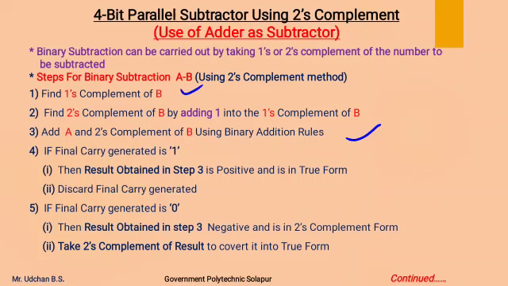After that we check for carry. If the carry generated is 1, then the result obtained is positive and is in true form. If the carry generated is 0, then the result obtained is negative and is in 2's complement form. Then we have to take the 2's complement of the result to convert it into the true form. This all we have studied in the first unit, that we are going to implement for the circuit design.